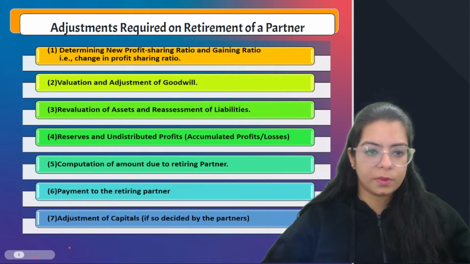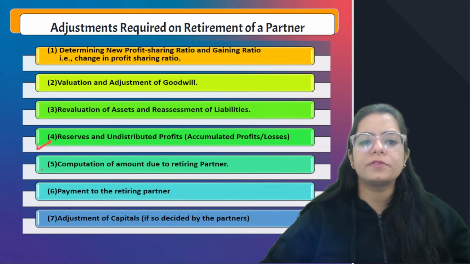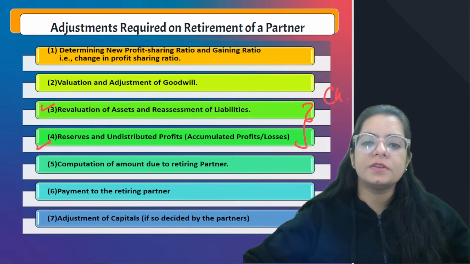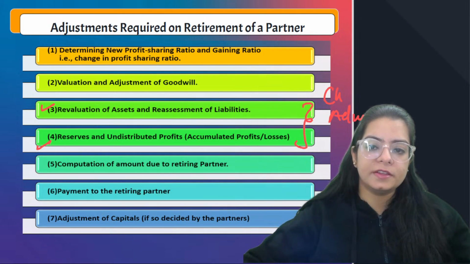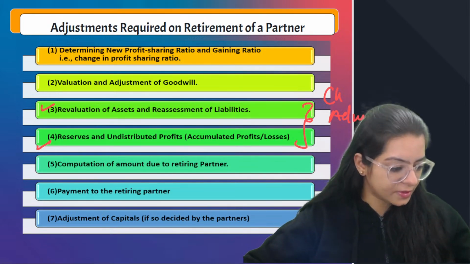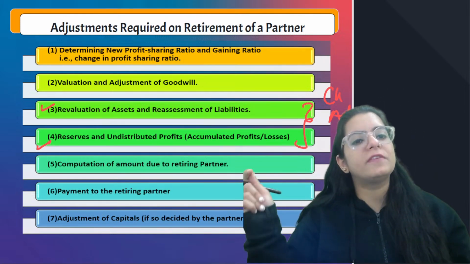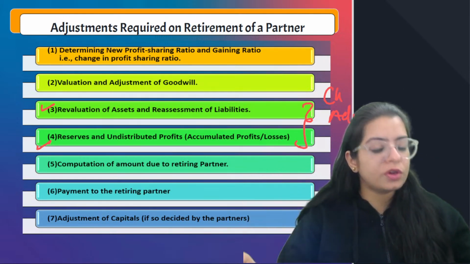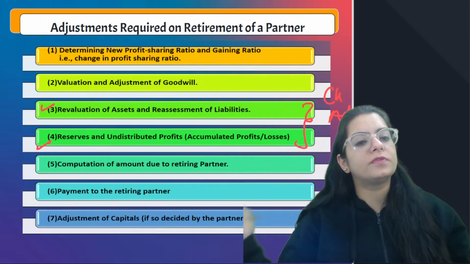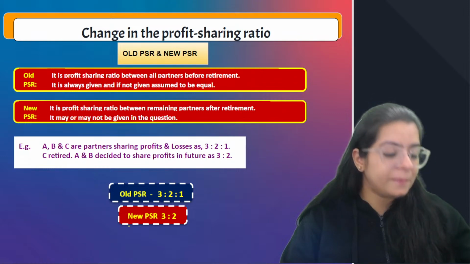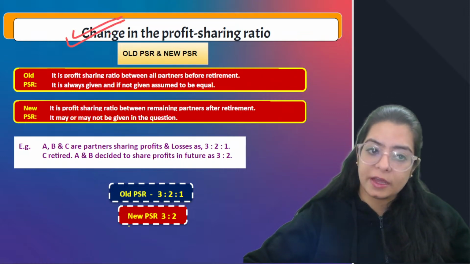We are going to cover these topics, but we will take them very quickly because they are the same as in change in PSR and admission, which have already been discussed on the channel. We have a playlist created for one-shot videos. You can go in that and find the chapters from fundamentals. So let's start with the first step: how to calculate the ratio in retirement of a partner.